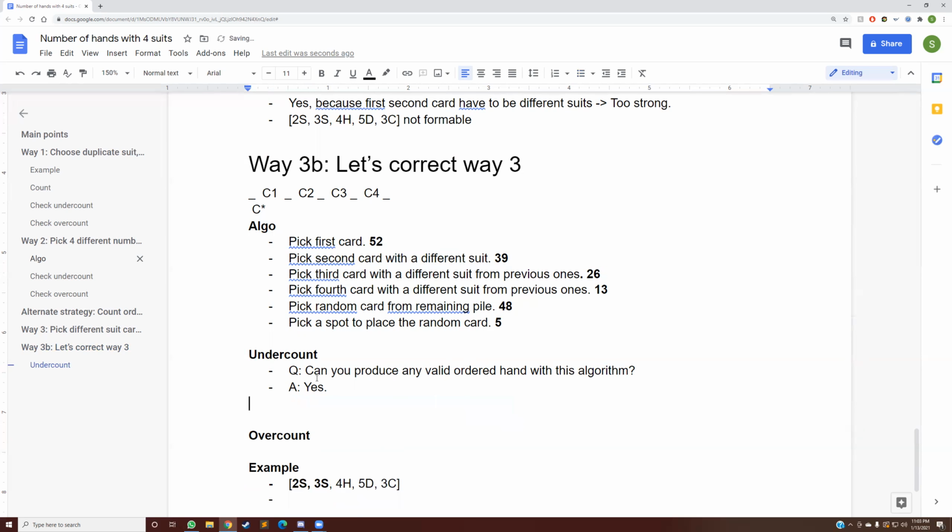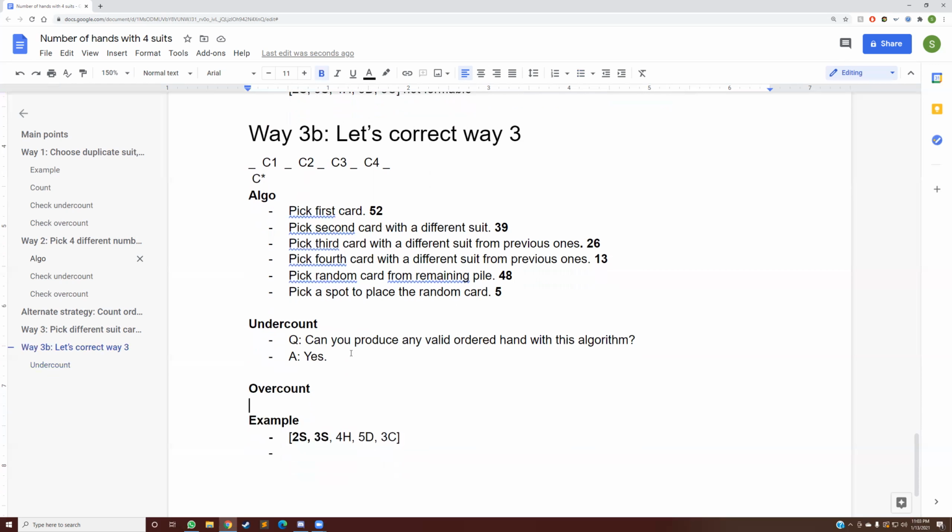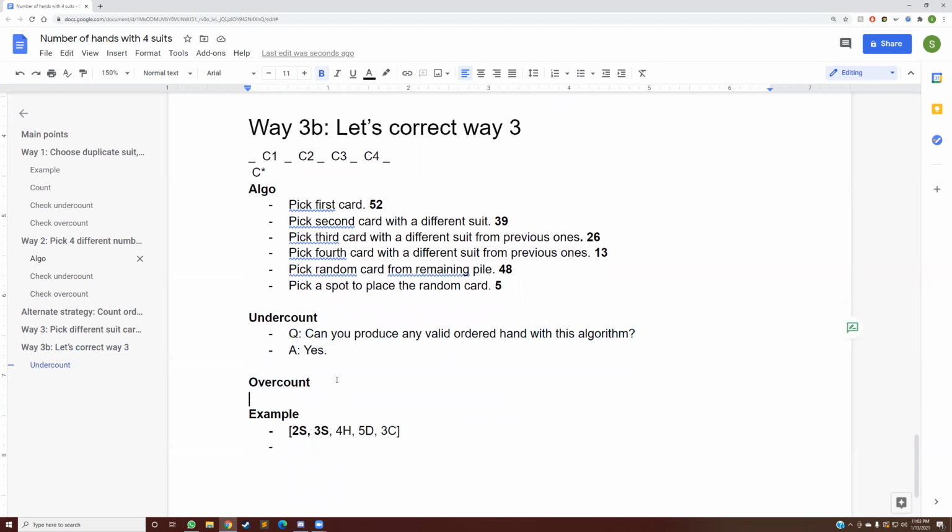All right, never mind. For your homework and your exam, nobody is going to ask you to prove undercount or overcount, but I promise you that I do it mentally, and that's how I'm sure that my answer is right or wrong. They don't really teach this in class, which is why it bothers me. Students just jump into math and multiply numbers that seem right. But no, the reason why it's right is because you prove, or at least intuitively, that it's not undercounting or overcounting. Okay, but undercount, the intuition, yes, with this algorithm, you can produce any valid order of hand.